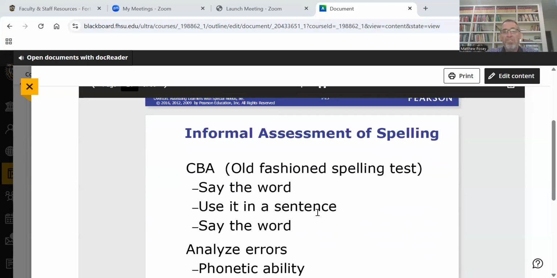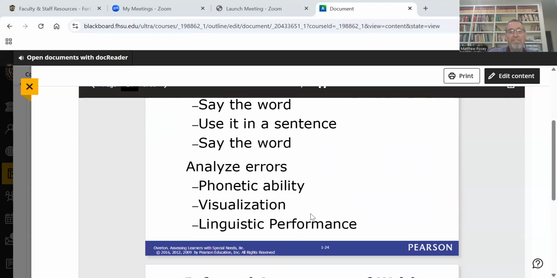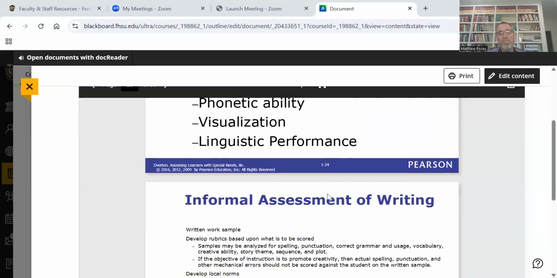Okay, you could do informal assessments in spelling. You could do what's called the CBA, simply an old-fashioned spelling test. You say the word using a sentence and then say the word again. You could analyze errors, phonetic ability, visualization, and linguistic performance.